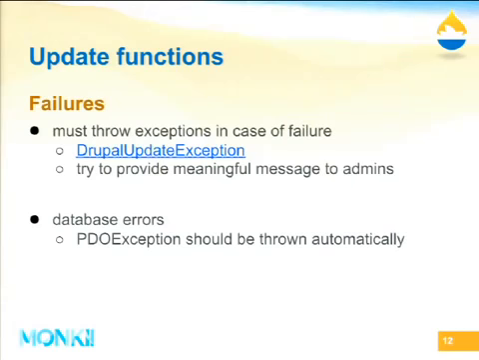So failures. If your update function doesn't work properly, you need to find a way to notify the code and also the administrator. In Drupal 7, we use the Drupal update exception. And as always, it's good to throw that with an illustrative message so that your administrator knows what's going on. If there's a database error, like some query or an update fails, Drupal will automatically throw a PDO exception. This one is probably familiar to you if you've ever run an update that didn't work. That's typically the culprit.